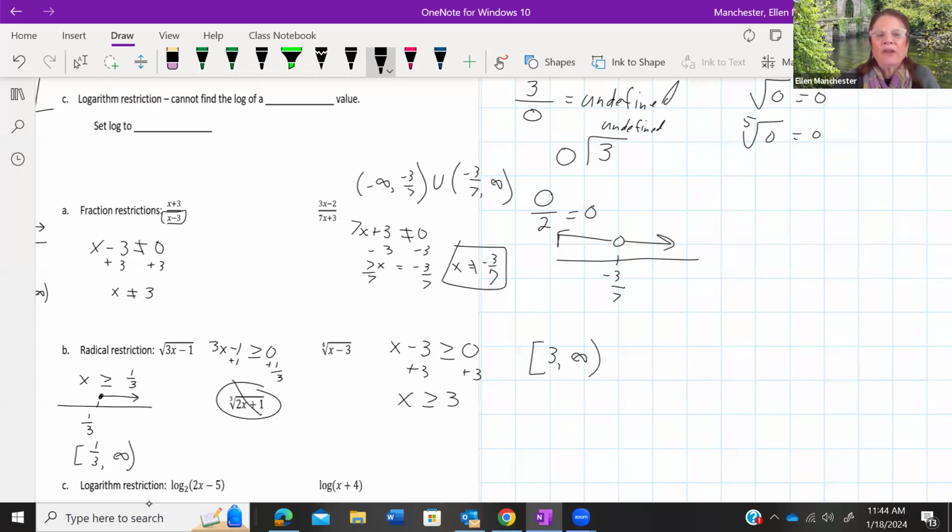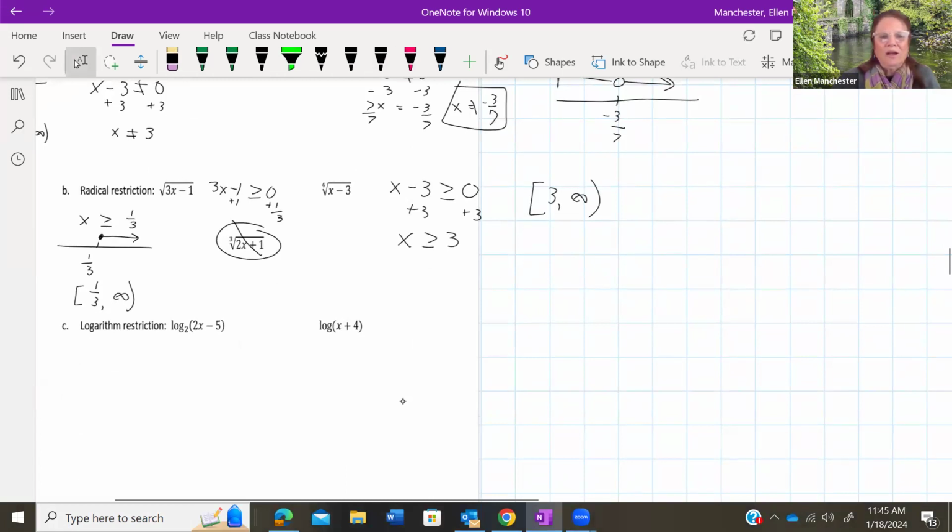Okay, so with a log, same exact thing. You cannot have a negative value. So you're going to do the exact same thing. Set the log argument to greater than or equal to 0. And remember, a log is just an exponent in disguise. That's all it is.